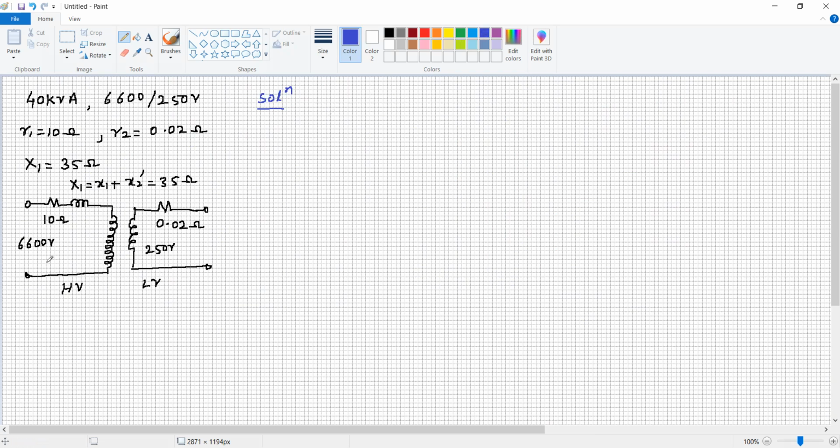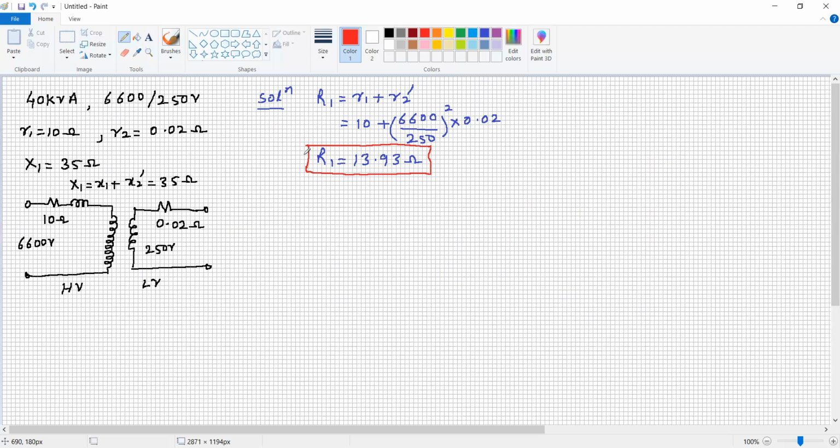First, we will transfer the resistance to the primary side. So R1 is equal to R1 plus R2 dash, which is equal to 10 ohm plus, referred to the primary side, that is the HV side, (6600 divided by 250) squared into R2, which is 0.02. The total resistance referred to the primary side is 13.93 ohms.